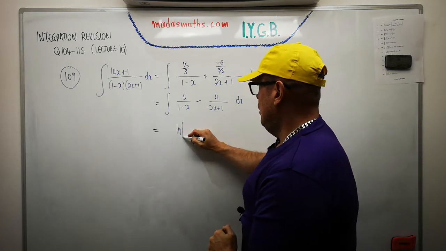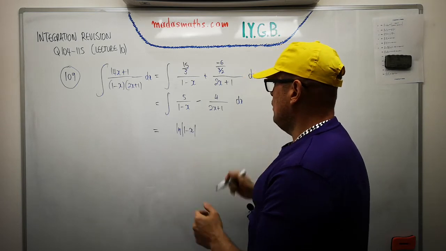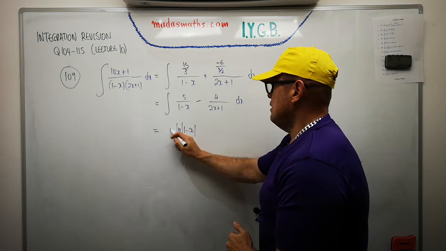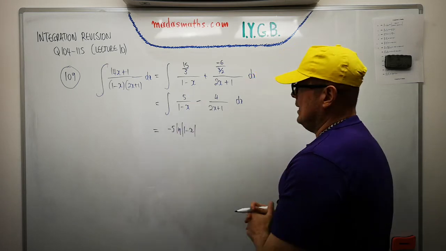So that's the log of mod of 1 minus x, or if you prefer x minus 1, it doesn't matter, but it still has a minus at the front, and of course the 5 which is there.